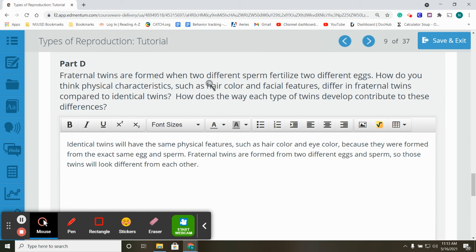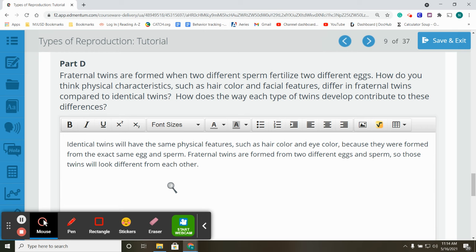Fraternal twins are formed when two different sperm fertilize two different eggs. How do you think physical characteristics such as hair color or facial features differ in fraternal twins compared to identical twins? How does the way each type of twin develops contribute to these differences?